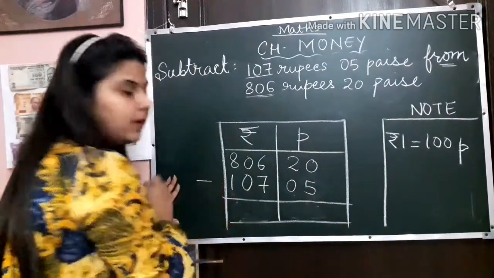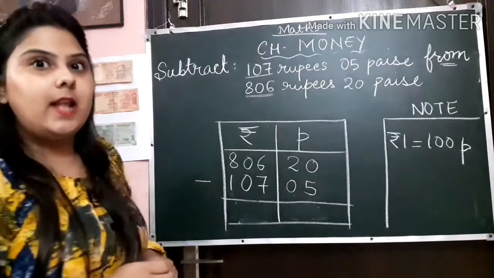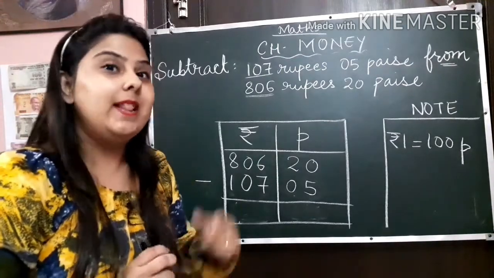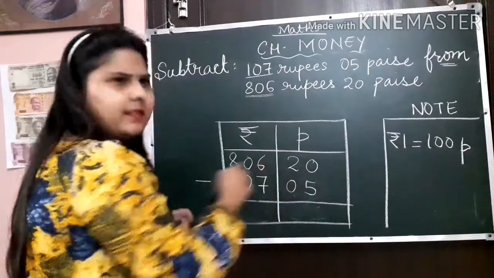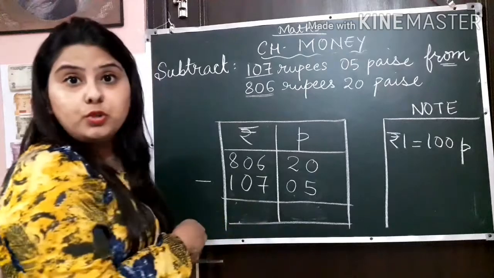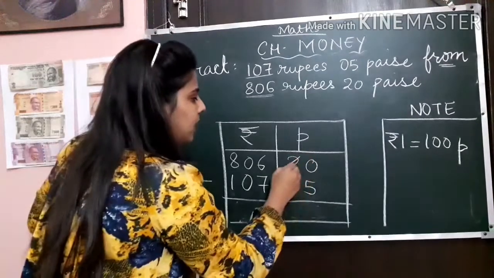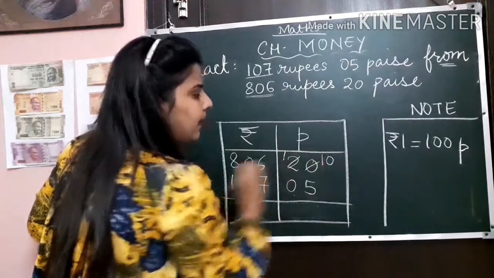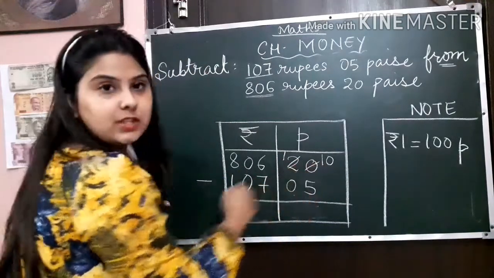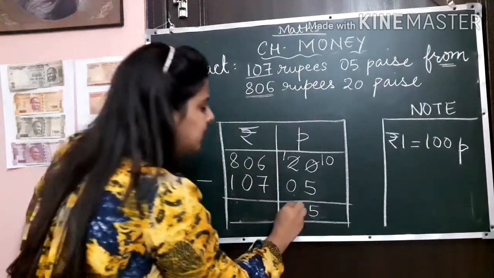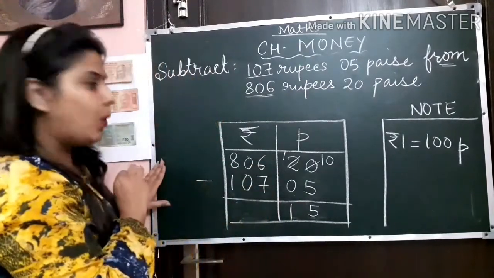Now you need to subtract. Now let's subtract it. Can you subtract faster than me? Let me see. Can the 0 subtract 5? No. So what do I need to do? I need to take a borrow. So this will become 1 and this will become 10. 10 minus 5 results in 5. 1 minus 0 results in 1.